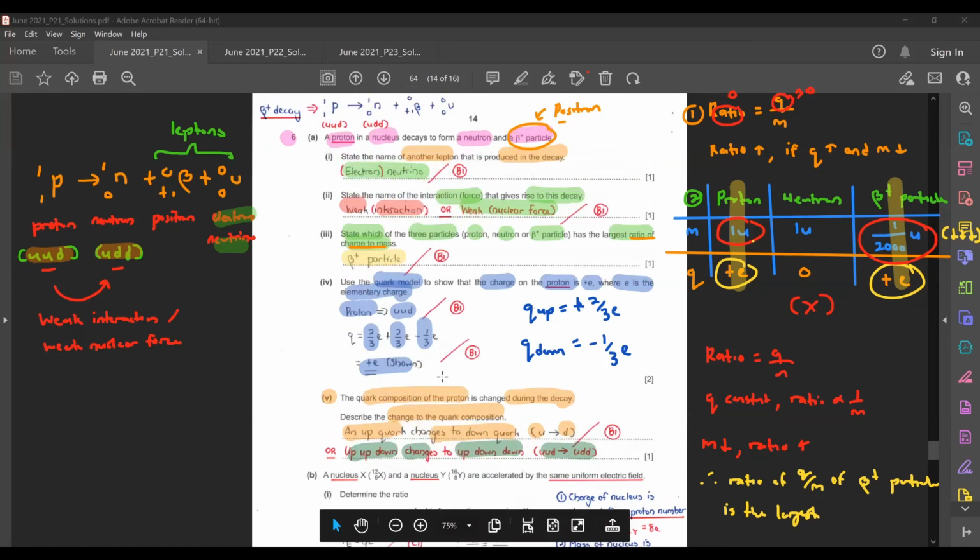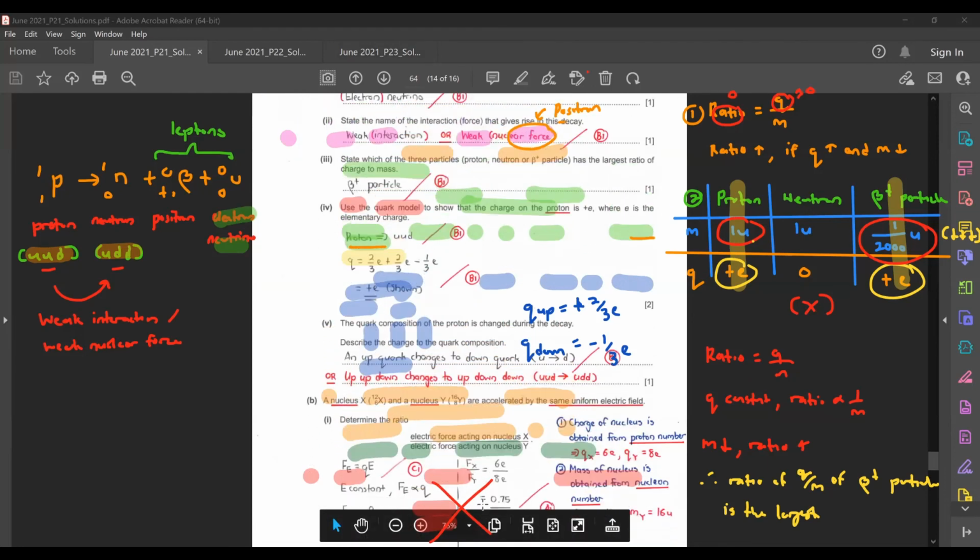Part B below talks about nucleus X and nucleus Y being accelerated by the same uniform electric field, and asks you to determine the ratio of the electric force acting on nucleus X and Y. Electric field is no longer inside your syllabus in AS. It has been moved to A2. So this one is no longer relevant for your AS exam, but more for A2. So we are not going to discuss this.